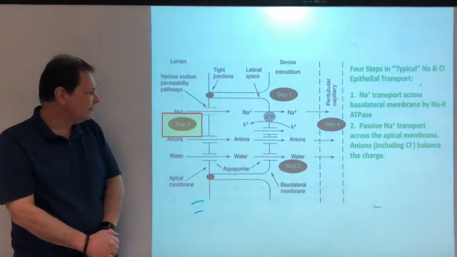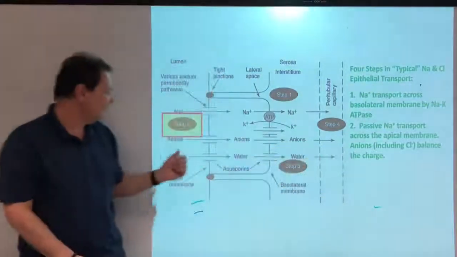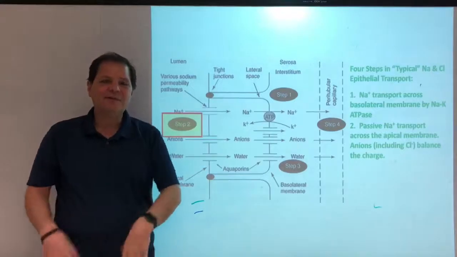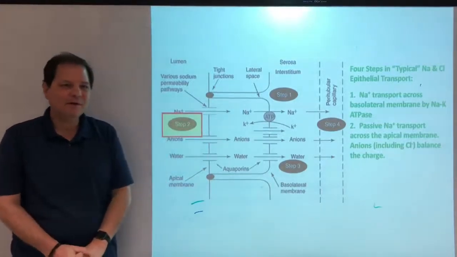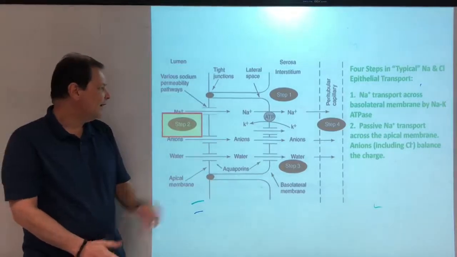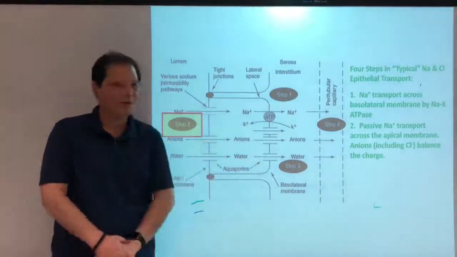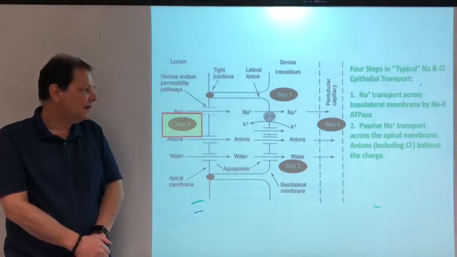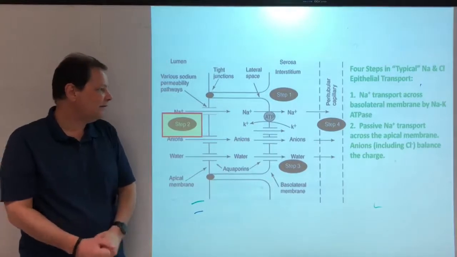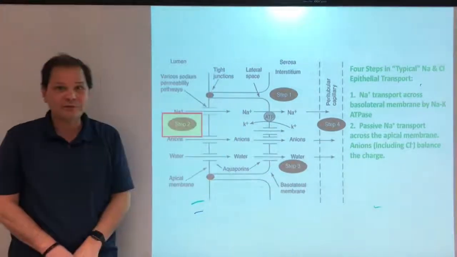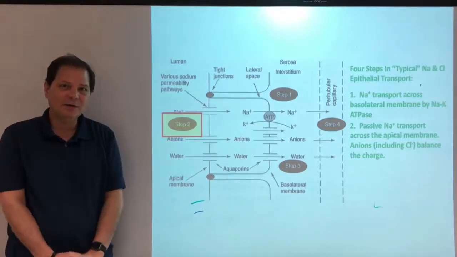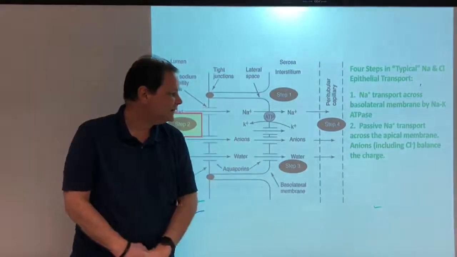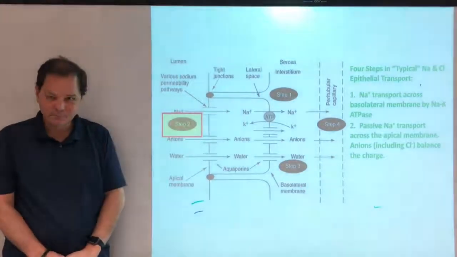So that is step 2, and also notice that anions follow the sodium. And that is because you have to maintain electroneutrality. So whenever you transport a cation, you have to transport an anion to go with it to maintain electroneutrality. That is very often chloride. And in this case, it is mostly chloride, as you will find out in a future lesson. And then that anion will also be transported across the basolateral membrane, okay?